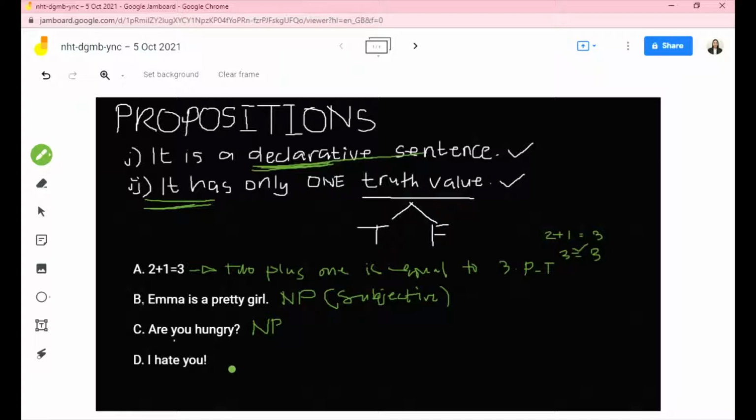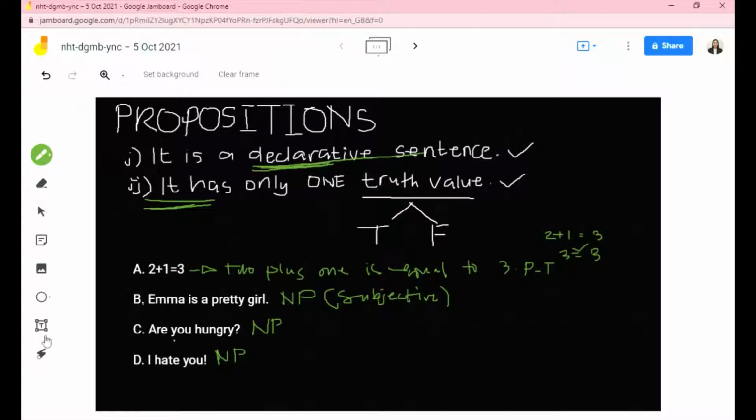I hate you. Okay, let's see. This is a sentence, but it is not a declarative sentence. It is an imperative sentence. No, exclamatory sentence rather. This is an exclamatory sentence. Okay, so this is not a proposition.